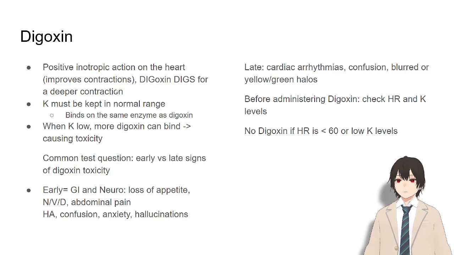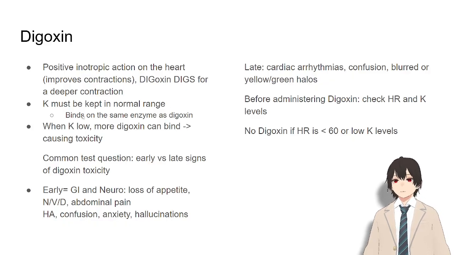Now the big thing with digoxin is that potassium must be kept in a normal range, okay? And the reason is because it binds on the same enzyme as digoxin. So they're both competing for the same spot in the body's receptors, okay? So when potassium is low, more digoxin can bind, which causes toxicity.